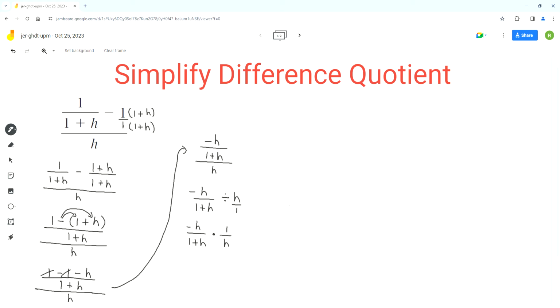Now we have to multiply these fractions. So we multiply the numerator terms and we multiply the denominator terms. In the numerator we do negative h times 1, which is equal to negative h, over in the denominator we do 1 plus h times h, which we write separately. We do not combine these terms. We keep the terms in the denominator separate because we are able to cancel out the h from the numerator and the denominator. And that leaves us with just negative 1 in the numerator over 1 plus h in the denominator. So this is the simplified form of this given difference quotient expression.